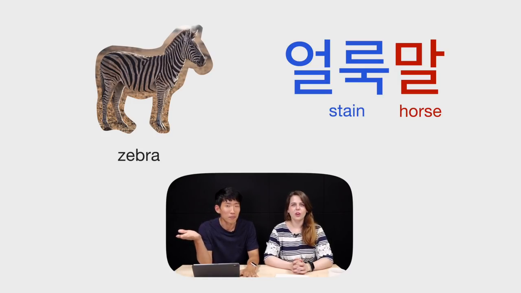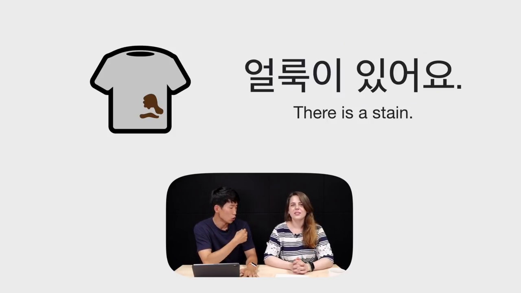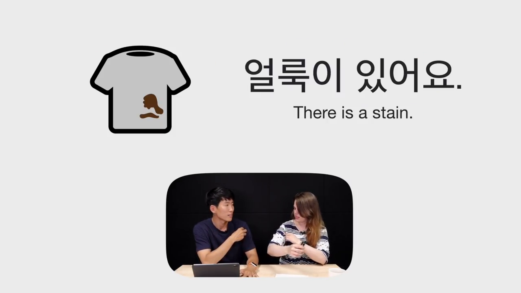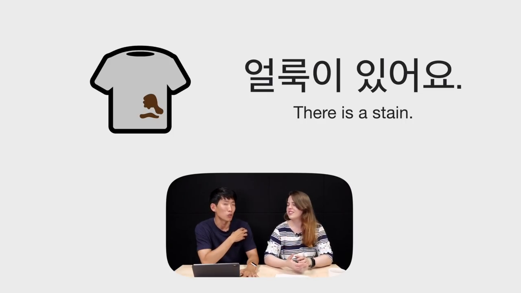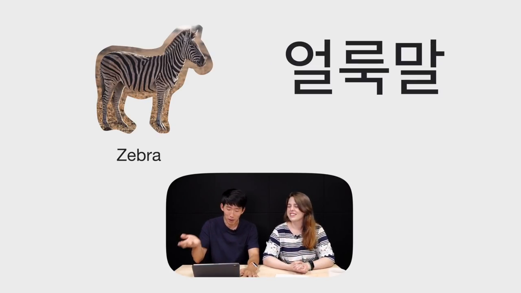So 얼룩말. If you didn't know 얼룩, that's usually a stain, like 얼룩이 있어요. You've got some tomato sauce right there. Yeah, 얼룩이 있어요. That's 얼룩. Stain on something. So 얼룩말.